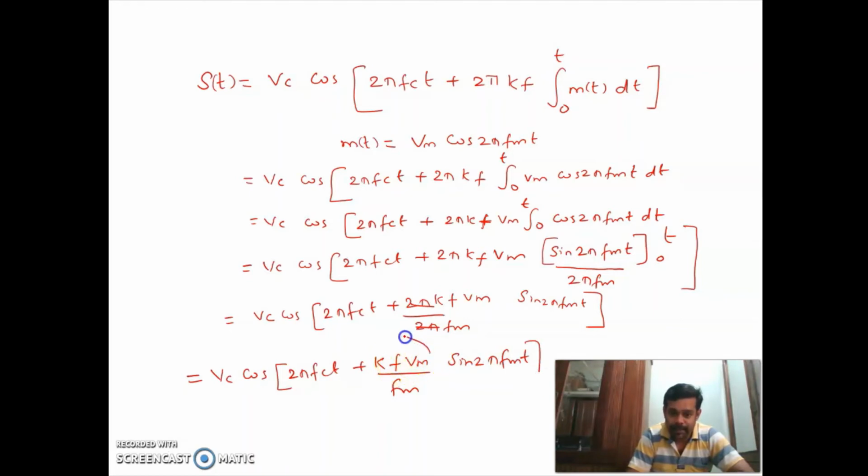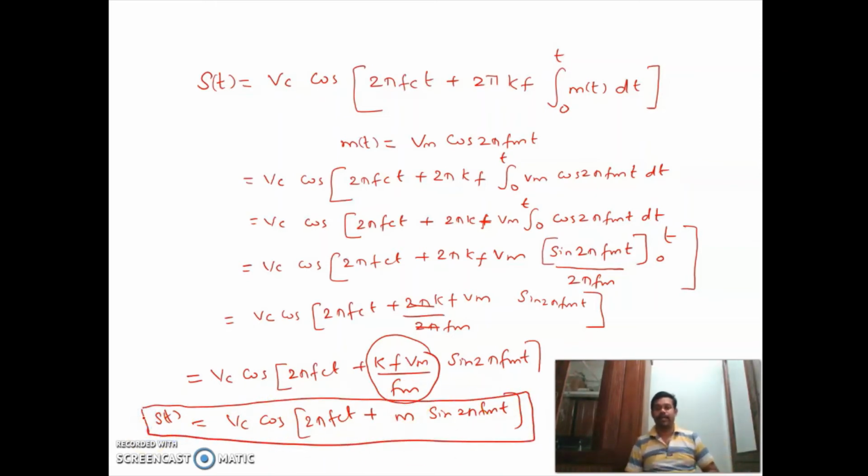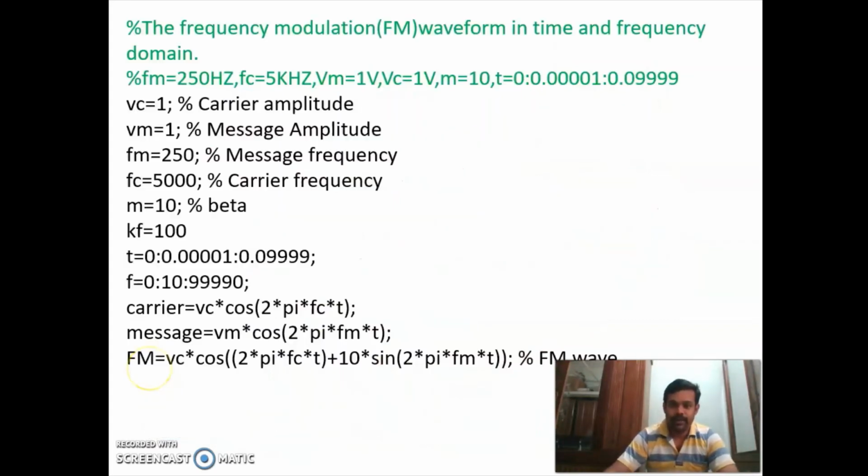This Kf Vm by Fm we can take as the modulation index m. So Vc cos 2 pi Fc t plus modulation index m into sin 2 pi Fm t. This is the expression for your FM. Now we are going into the program for frequency modulation.